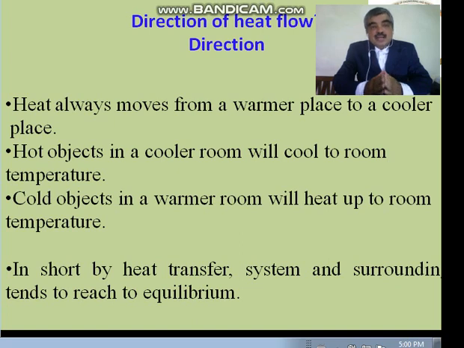Similarly, if we keep a cold object in the room, what will happen? It will gain heat from the surrounding and get heated up, and ultimately it will achieve the temperature of the room. So what is the result of heat transfer? The result of heat transfer is that system and surrounding will come into equilibrium.